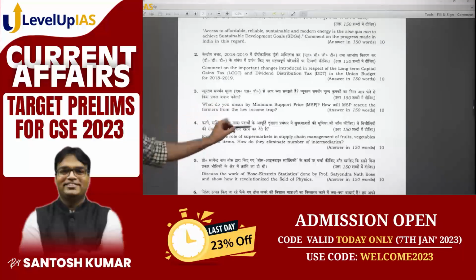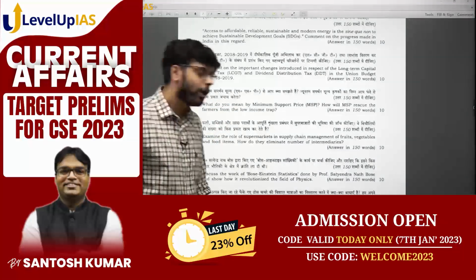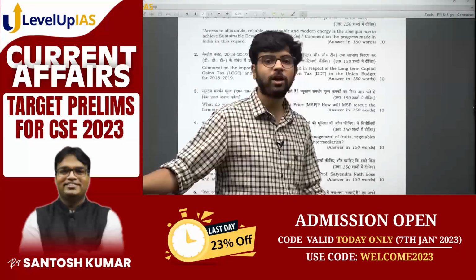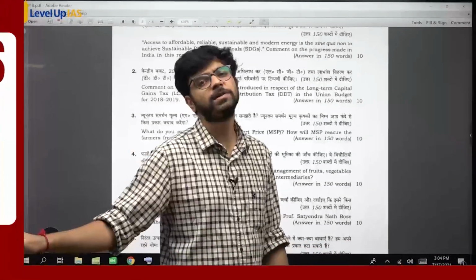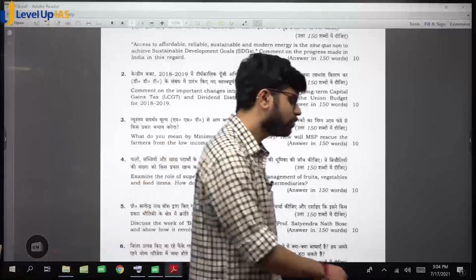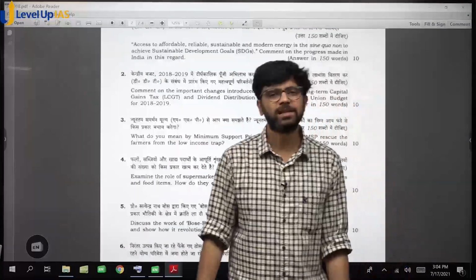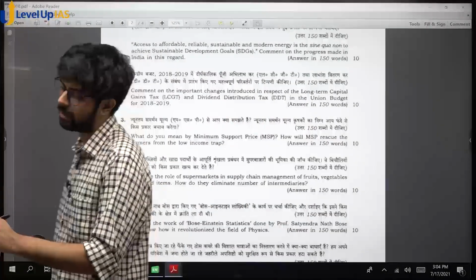So, low income trap, first of all, you should know what is low income trap. Low income trap is nothing but taking further loans to repay existing loans. So, they are in a trap now. Why? Because their income is low. Yes or no? Their income is very low. So, money lenders and all, they take advantage of farmers and then they are in a trap. Low income trap.